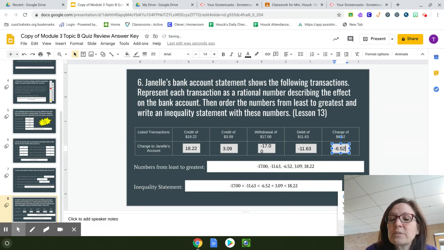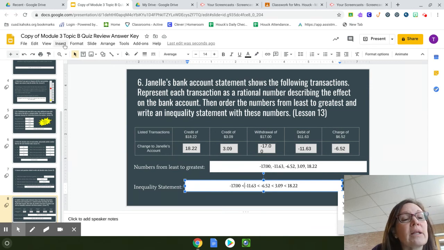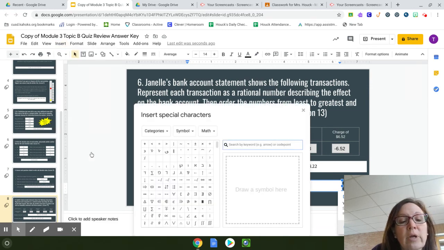Now remember, if you forget what some of these mean, please go back to lesson 13 and look in your book. Then we're going to take these numbers and I put them in order from least to greatest. If you notice, I have the negative numbers first, and then I move up to the positive. You could probably copy your list here and paste it down here, but then you will need to insert right here your inequality. Remember, once again, insert, special characters, make sure you have math, and you will find here your inequality statement.